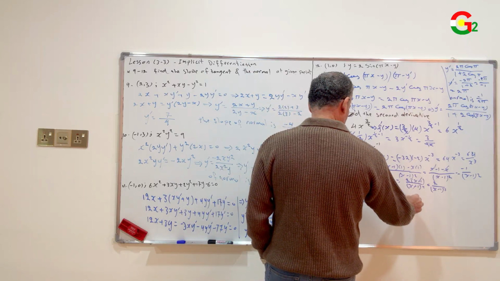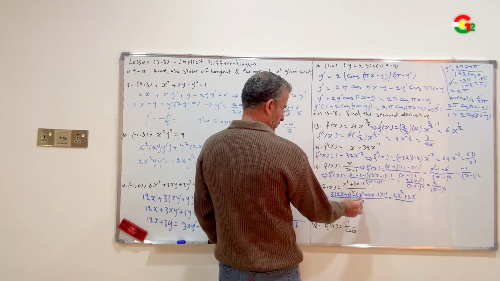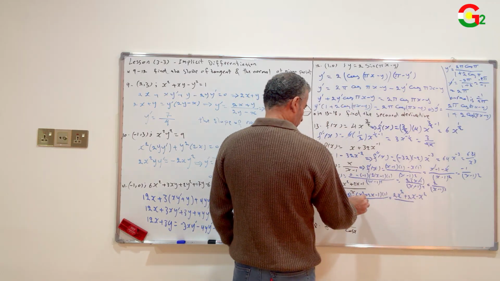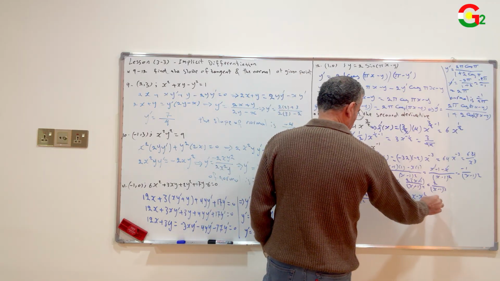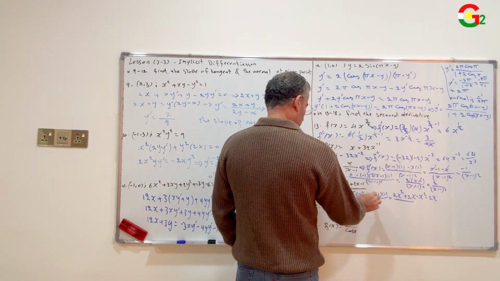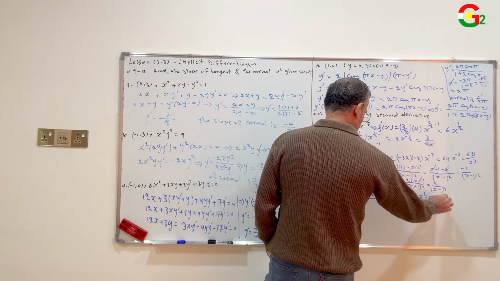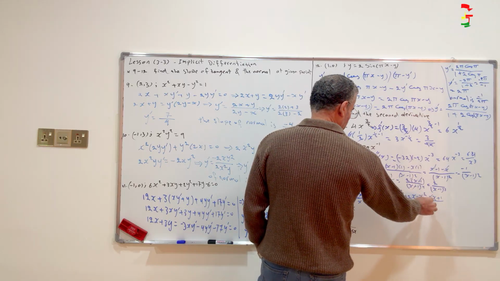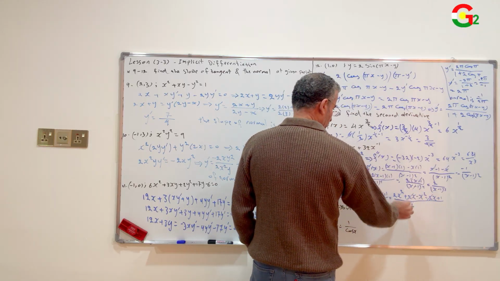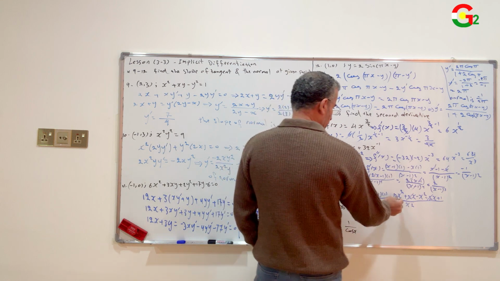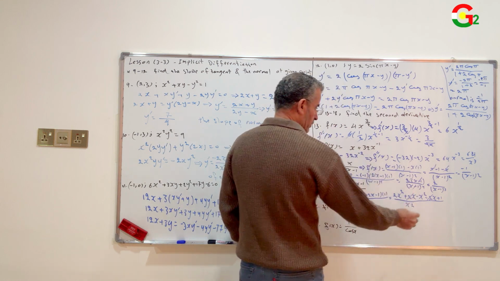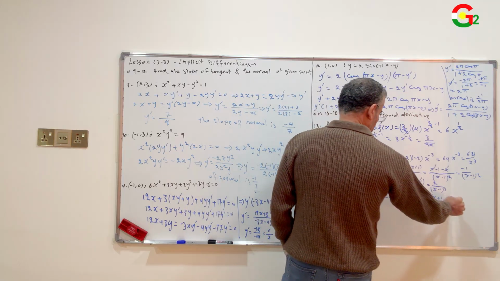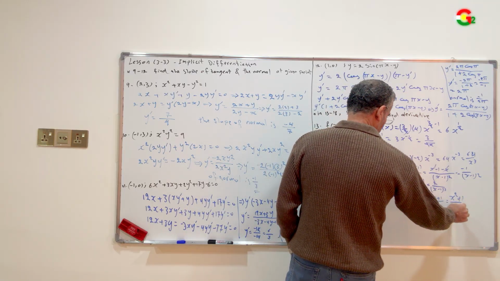plus 2x minus x power 2 minus 2x plus 1 over x power 2. 2x with negative 2x cancels; 2x power 2 minus x power 2 is x power 2. So it is x power 2 plus 1 over x power 2.